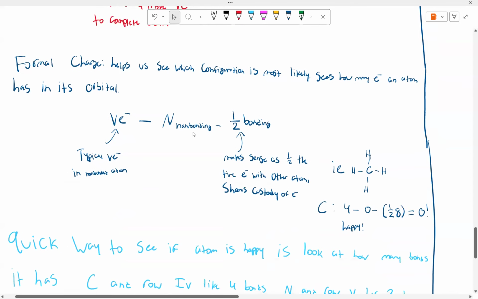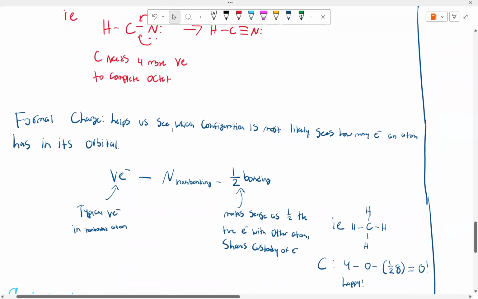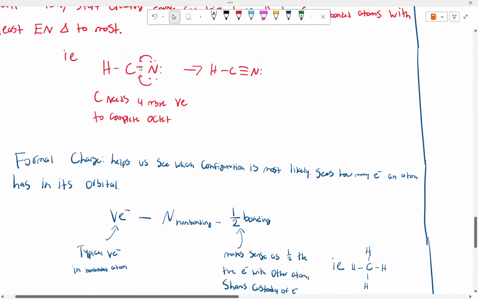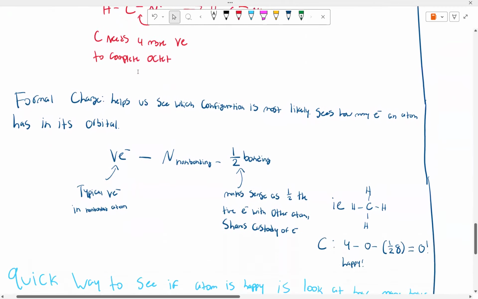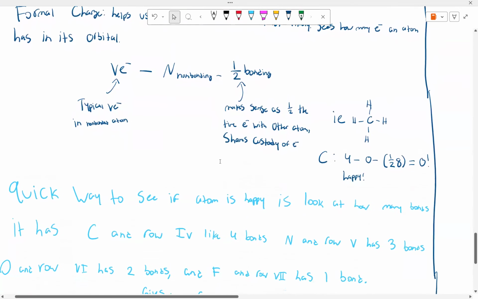So like this is 4, 5, 6, 7, 8, etc. And then N is the number of non-bonding electrons, so that's the lone pairs, and then minus one half of bonding electrons, because when you're in a bond, formal charge doesn't look at electronegativity. It treats it as though an electron spends half of its time with one of the bonded atoms and half of its time with the other bonded atom. So it kind of shares custody of the electron equally, so they're kind of co-parents. It treats it as non-polar covalent bonds.